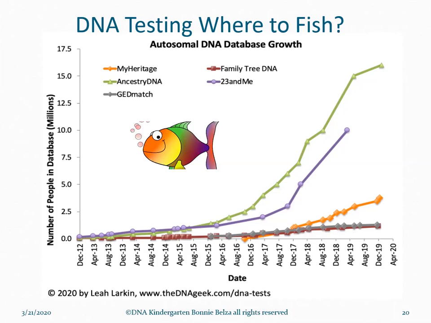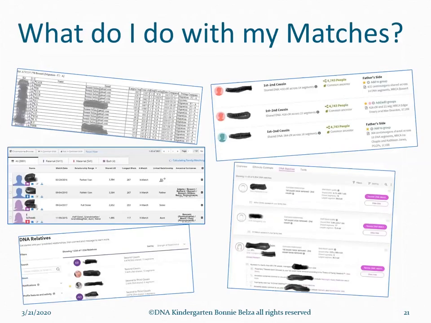So now you've taken your DNA, you've downloaded it to secure it, and you've uploaded it to get more matches. You get more matches because not everyone tests at the same company. So what do I do with all these matches? This screen is showing you a shot of the list of matches at the different DNA testing companies.